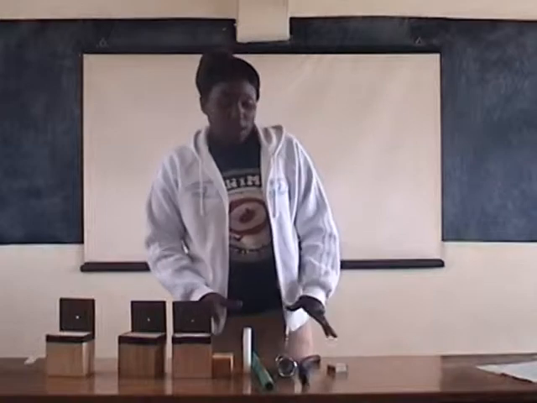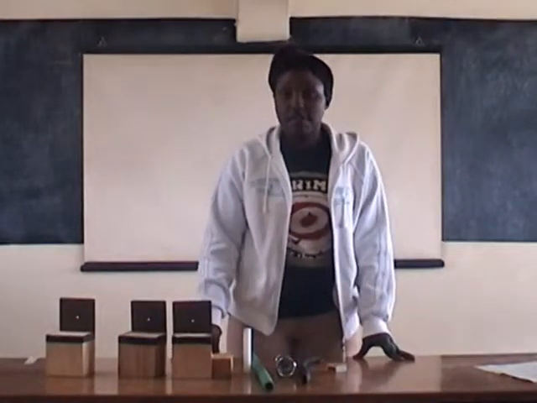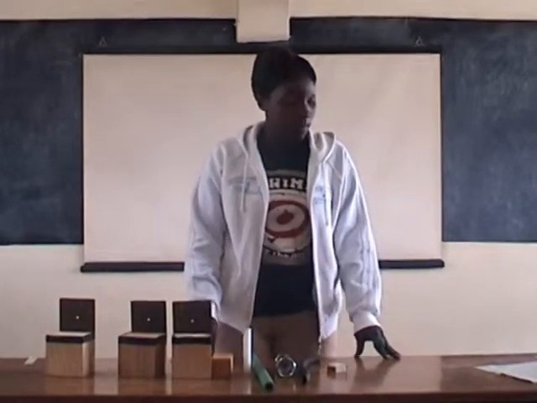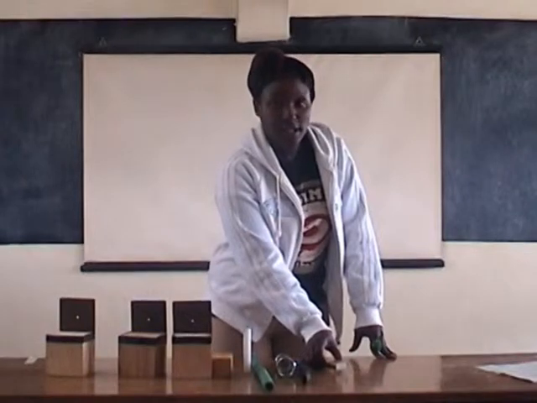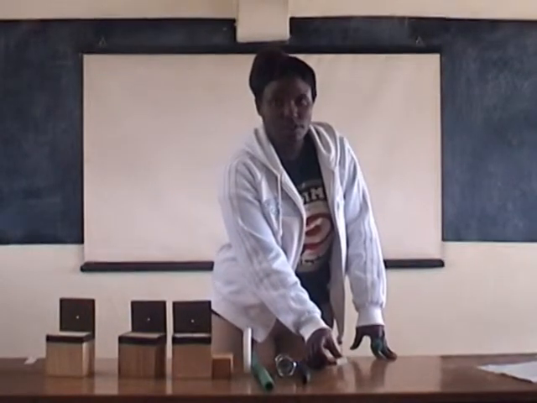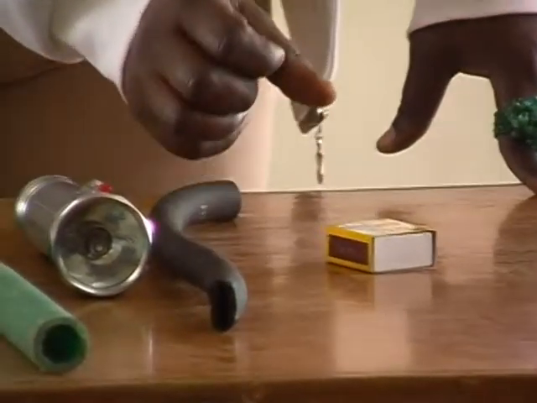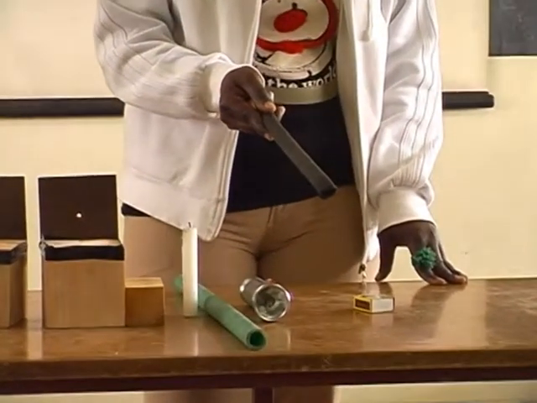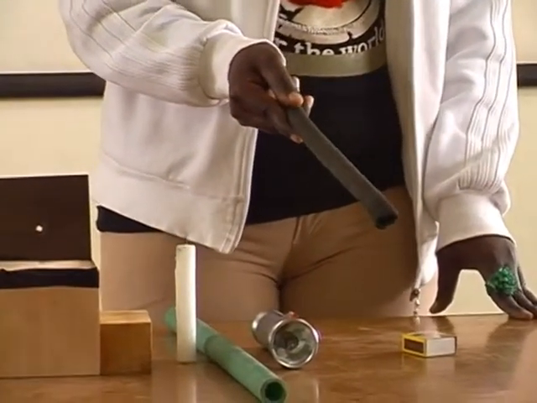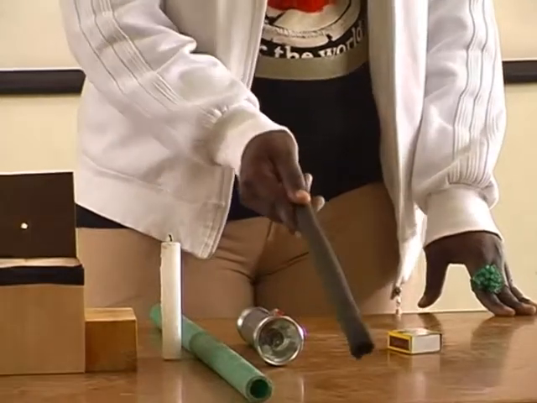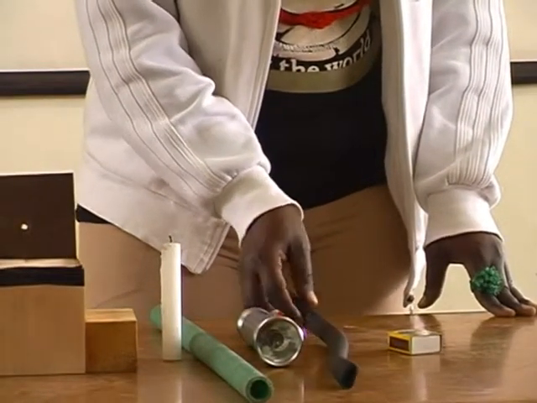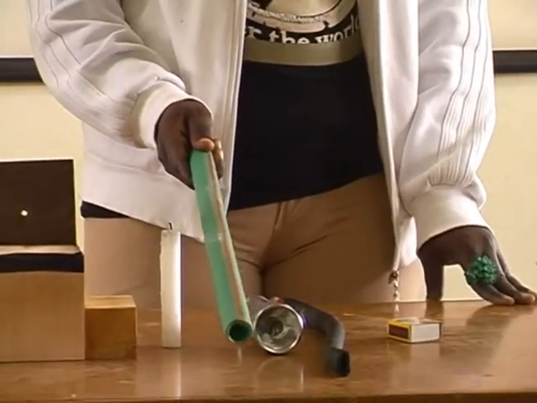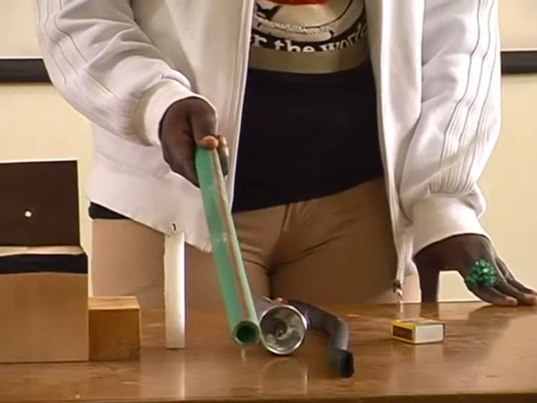Now, as we are going to investigate how light travels, I have the following materials with me. Here I have the matchstick, which will be the source of light. I also have, how do we call this? Yes, this is a pipe. And I have two types of pipes. I have another one here, which is of a different kind from the first one.